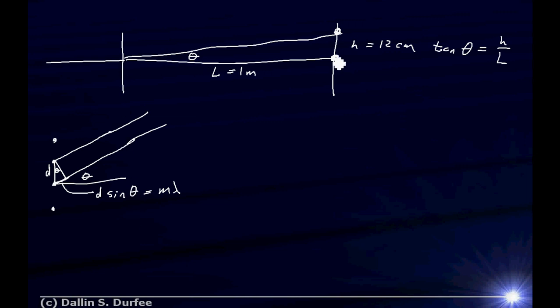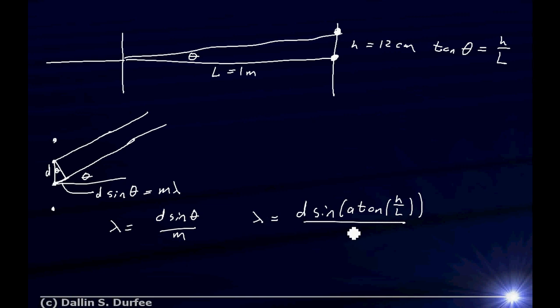So for m equals 0, we're right here on the axis. m equals 1 is the one up here, all right? And the angle for m equals 1, I can solve that in terms of the wavelength, or I can find the wavelength in terms of that angle, because I know that angle, all right? So the wavelength is just going to be d sine theta divided by m, right? And I know the angle for the m equals 1 peak, so the wavelength is just going to be d sine, and the angle for the m equals 1 peak is going to be the inverse tangent of h divided by L, and we divide that all by m, which is 1, all right?